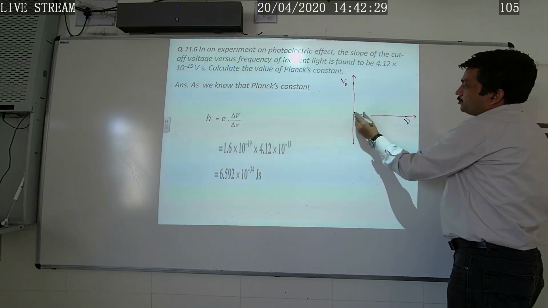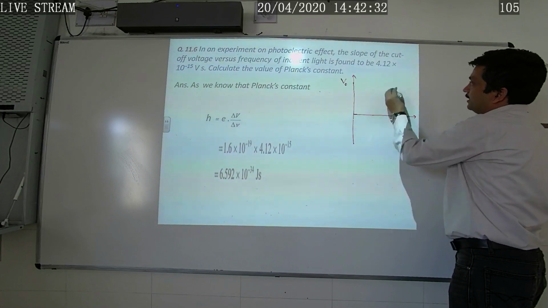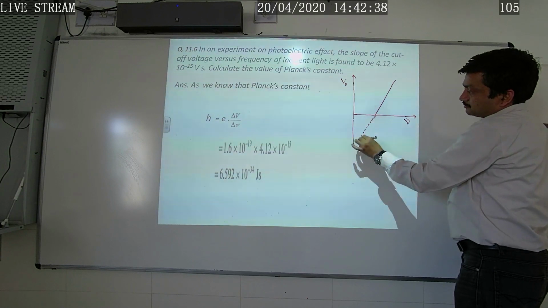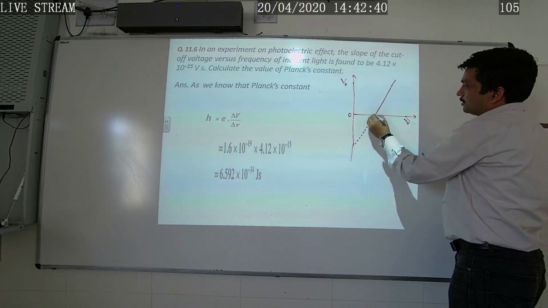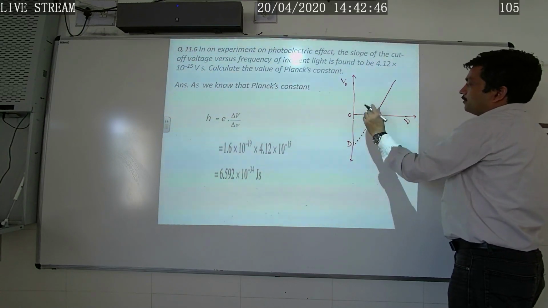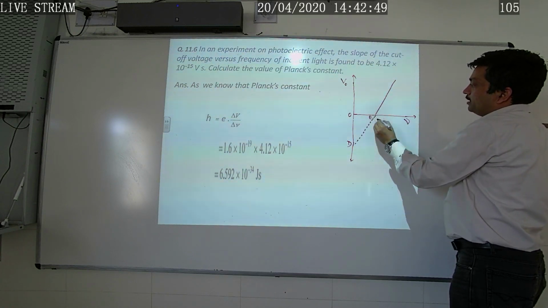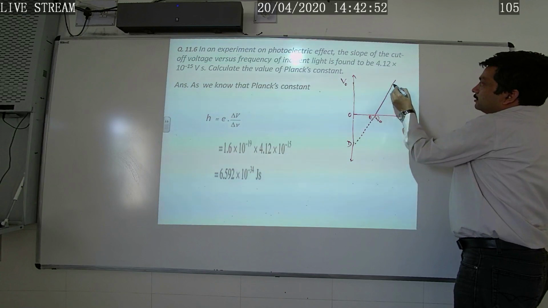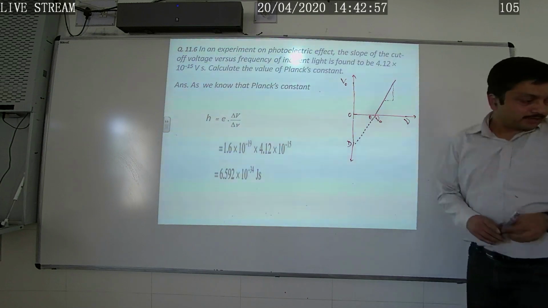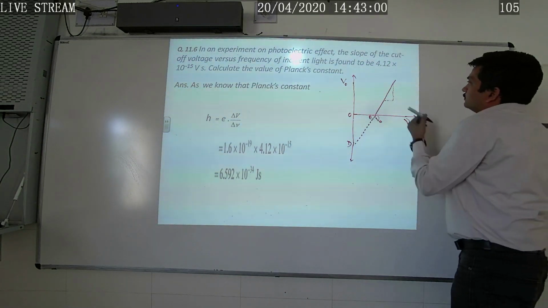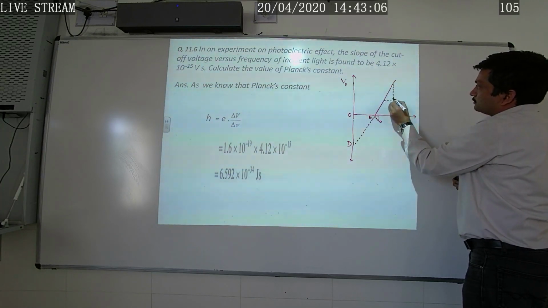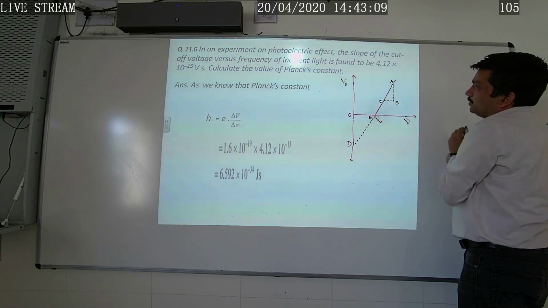As I have already told you, in this case the graph was like this. This was the x-intercept, this was the y-intercept, and this corresponds to the threshold frequency. So this was our slope. Here we have calculated this slope, which is AB over BC.